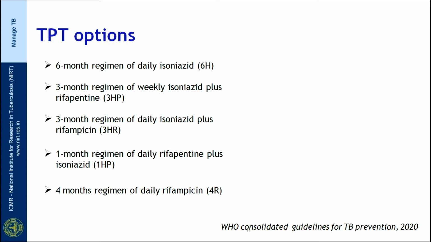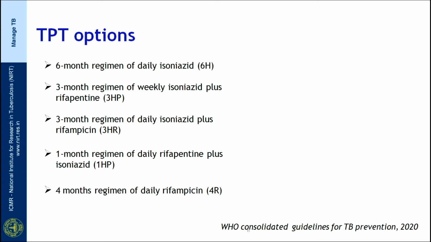These are the 6-month regimen of daily isoniazid, which we also call 6H; the 3-month regimen of weekly isoniazid plus rifapentine, which we call 3HP; the 3-month regimen of daily isoniazid plus rifampicin, which is called the 3HR regimen; the 1-month regimen of daily rifapentine plus isoniazid, 1HP; and the 4-month regimen of daily rifampicin, which is called the 4R regimen.